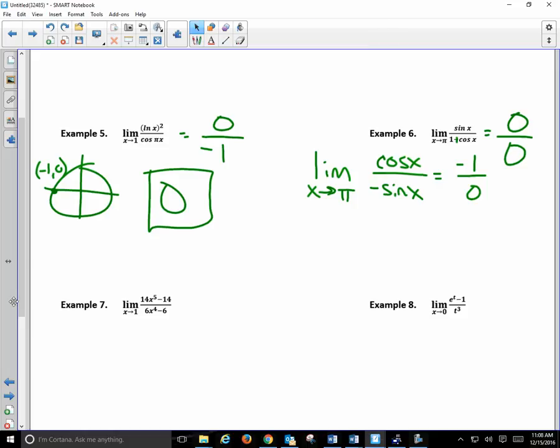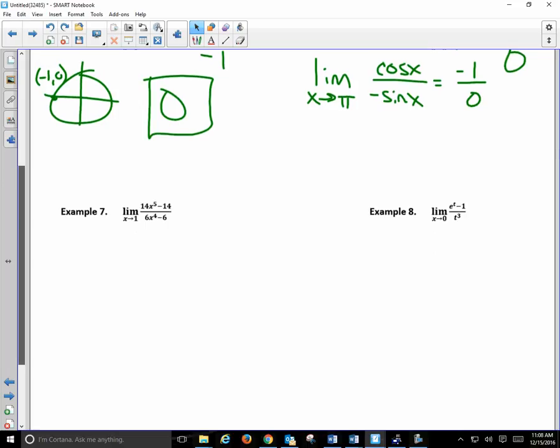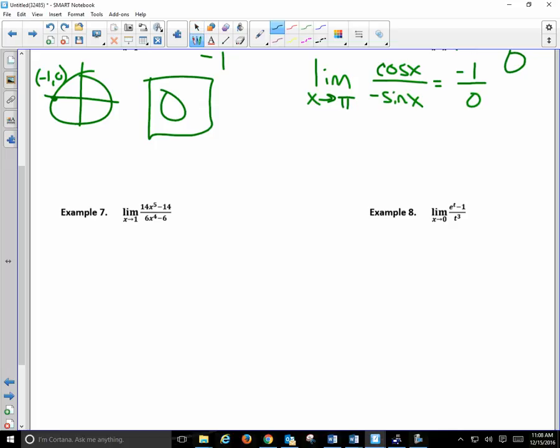If you get 1 over 0, so you say it's undefined, you're correct as a value it's undefined, but as a limit we may be able to ascribe more to it. And I'll show you how that works. This is the most confusing part of the day. If you make it through this, you're totally good.